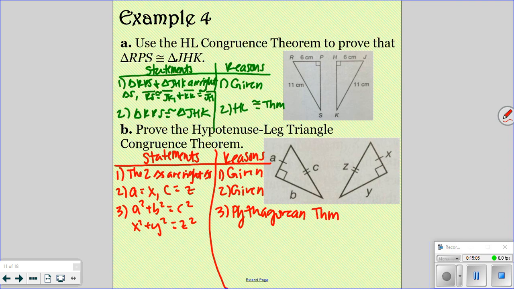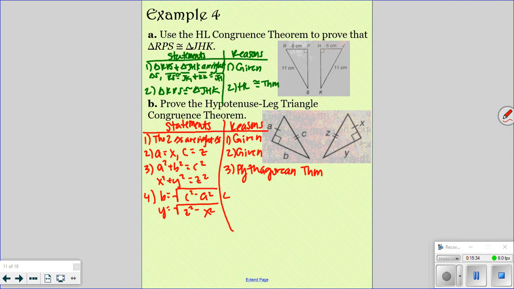From there, we know that A and C are equal, so we're going to solve for B and Y here and see what they equal, because they're the only ones that don't have anything marked. So B would equal the square root of C squared minus A squared, and then Y would equal the square root of Z squared minus X squared. And that's for solving. You're just solving for B and Y.